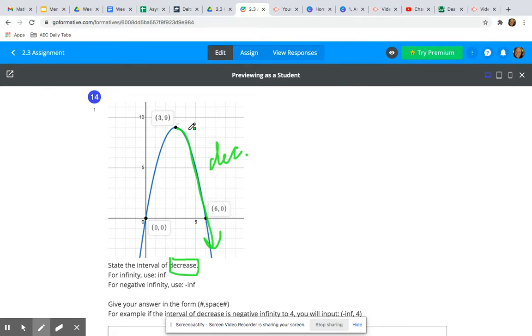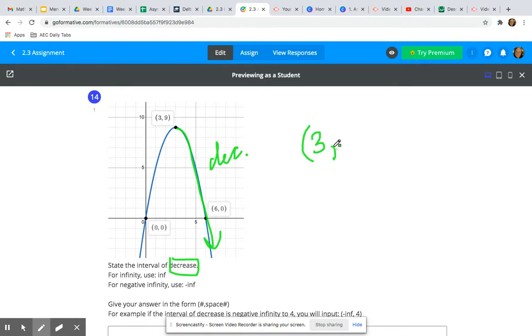And that's not normally the issue for most students. They can identify that that is a decreasing interval. The issue is notating it. And so you notate it with the x values that it happens. So the first x value it starts happening is the x value of the vertex, which is 3. We don't use brackets for increasing and decreasing because you can't increase and decrease at a particular point.